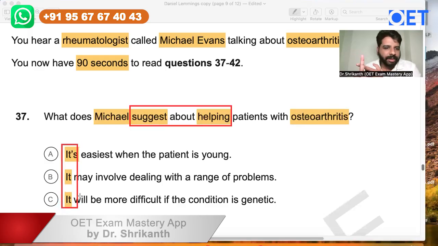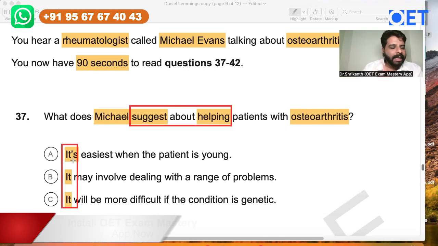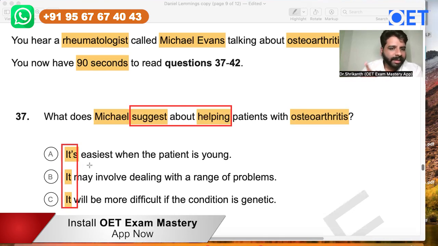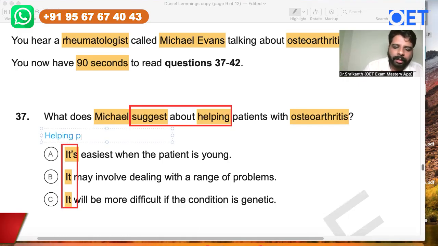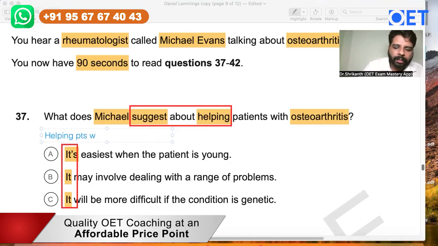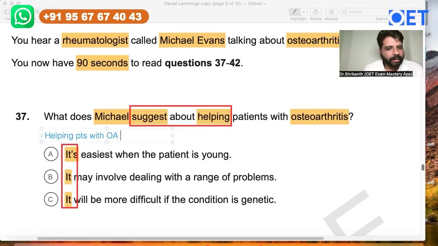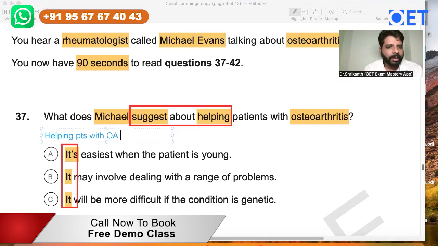Now you make the connection. Now you read like this. Helping patients with osteoarthritis is easiest when the patient is young. Okay. Now you read like that. Now you see, so instead of reading like it, you read like this. Helping patients with osteoarthritis. And now you read, helping patients with osteoarthritis is easiest when the patient is young. Does it make sense? Yes, it makes sense, right? So the patient is very, very young, then helping the patient is the most easiest.